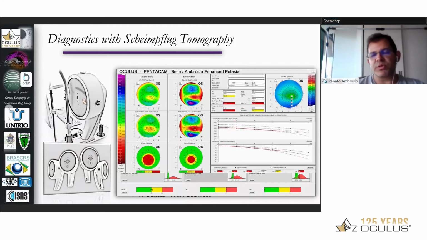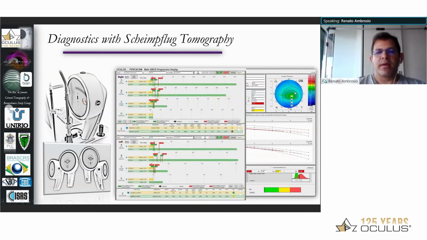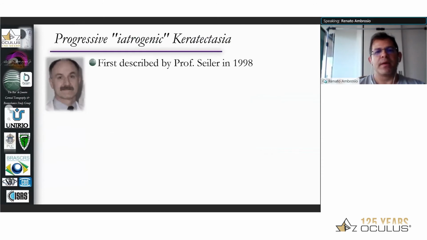The Belin Ambrósio, which is now over, I would say, 12 years, we have the deviation from normality that combines front and back surface enhanced elevation and thickness profile. Michael just made a brilliant talk, and the precision here is the threshold if you see that this patient has or not a statistically significant change in the front-back surfaces or thickness mapping.